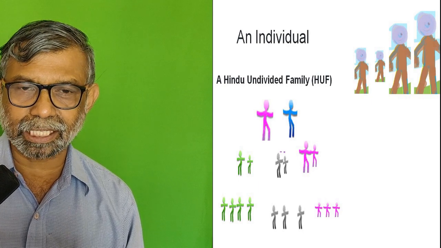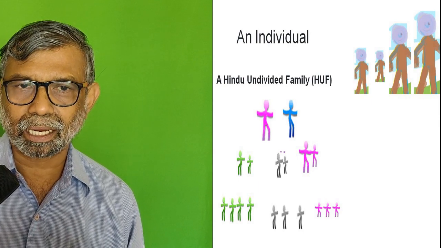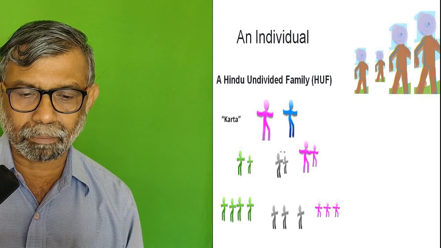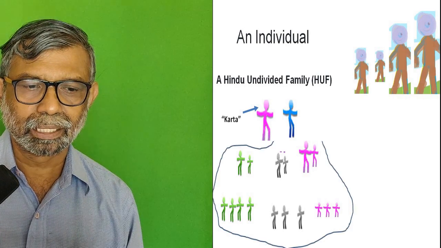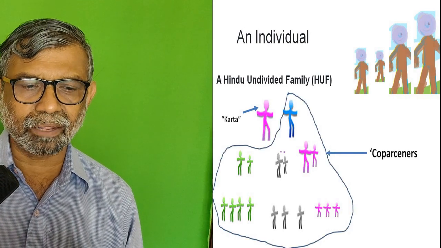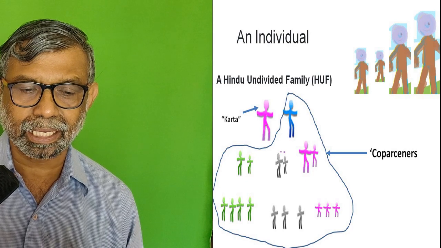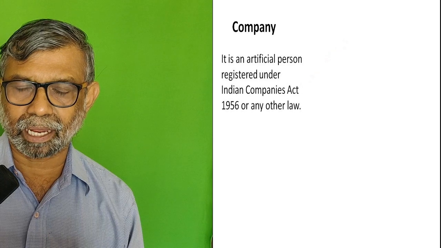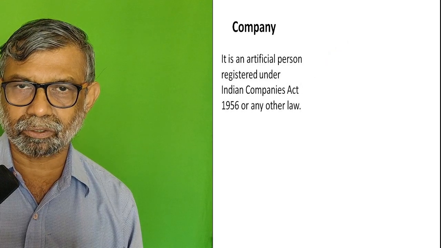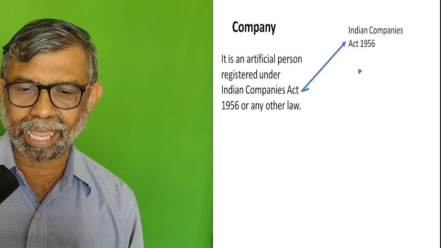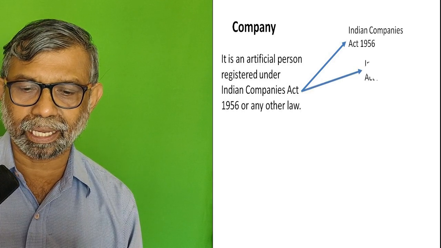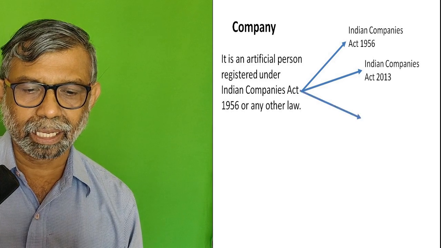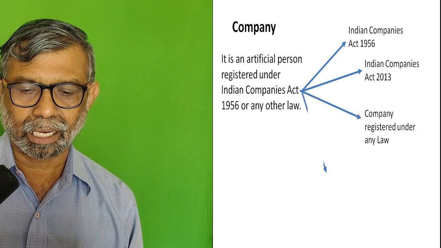Now the eldest person in the family is called Karta. All others in the family are called co-partners, individuals. Clear? Next, company. An artificial person registered under the Indian Companies Act 1956 or any other law. So under the Indian Companies Act, you can register under the 1956 Act or the 2013 Act or any other act which was prevailing in India.